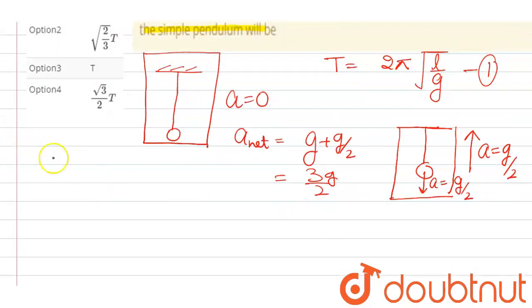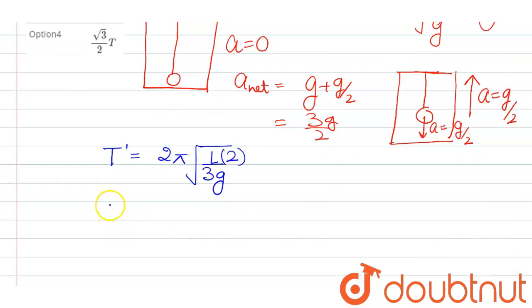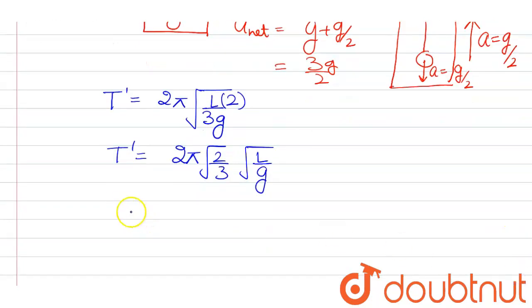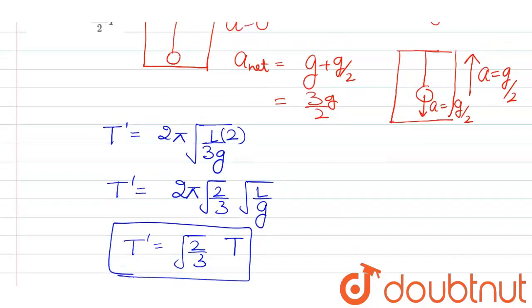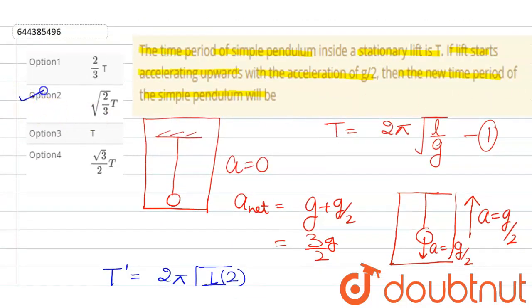So the new time period will come out to be T dash equals 2 pi under root L upon g, and here g will be a net, which will be equal to 3g by 2. Now we further solve it and write it as T dash equals 2 pi under root 2 by 3 root L by g. That can also be written as T dash equals under root 2 by 3 into T, which means that the correct option of this question will be option number 2.